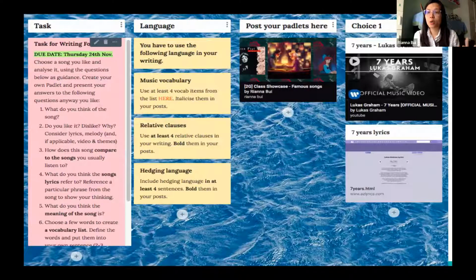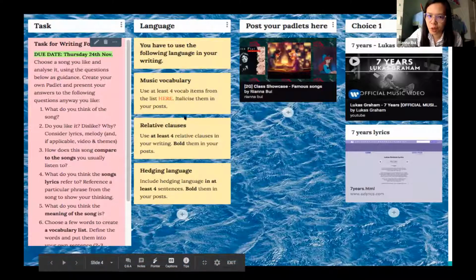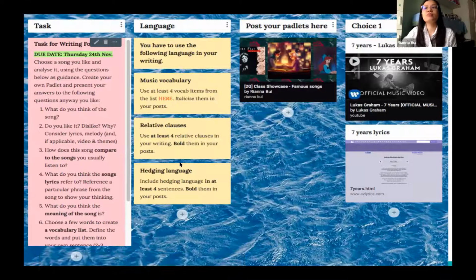You can imagine it is like a poster, and they need to demonstrate their understanding and their use of vocabulary, relative clauses, and hedging language. There are a number of ways they can do that. These are the prompts: what do you think about the song, how does the song compare, and how do they interpret the song. Then I'll have a class showcase where all of the students will show their work, their poster. They will also need to demonstrate their use of target language by bolding or italicizing the language.